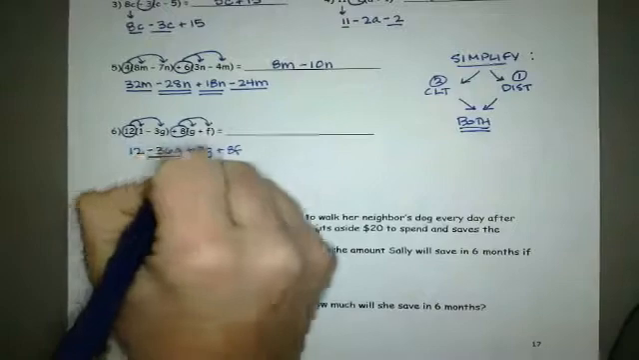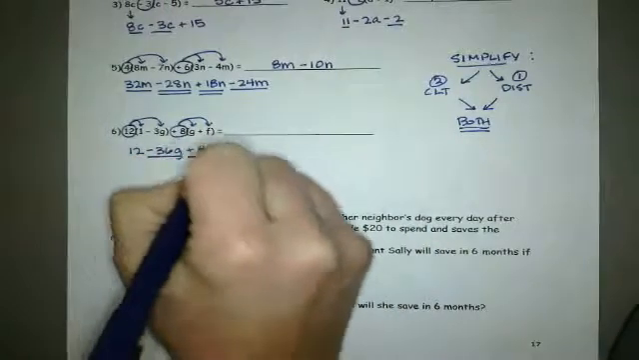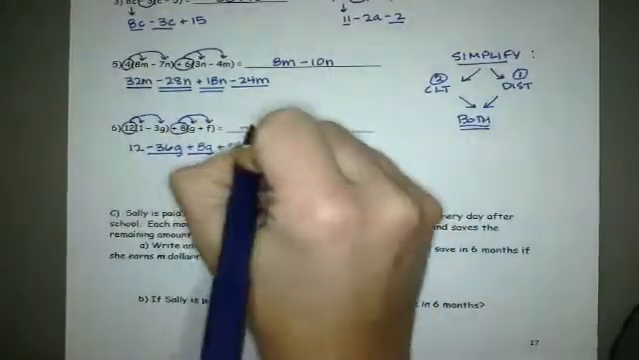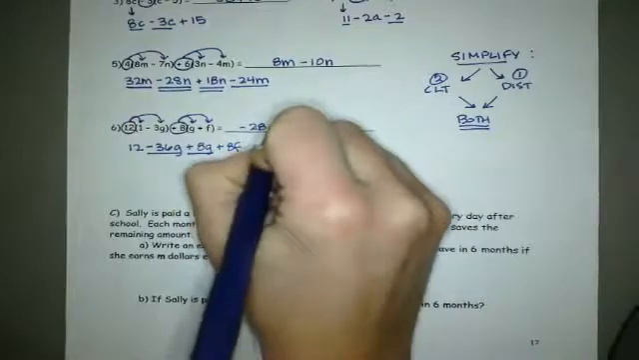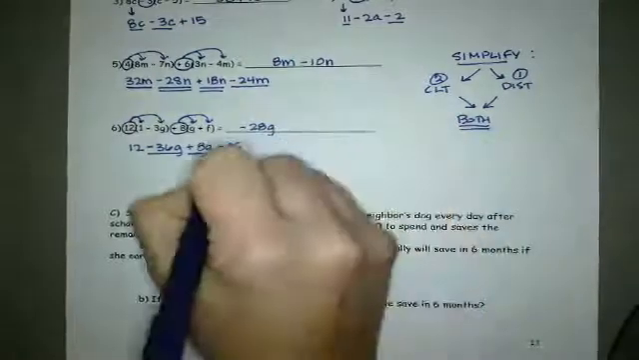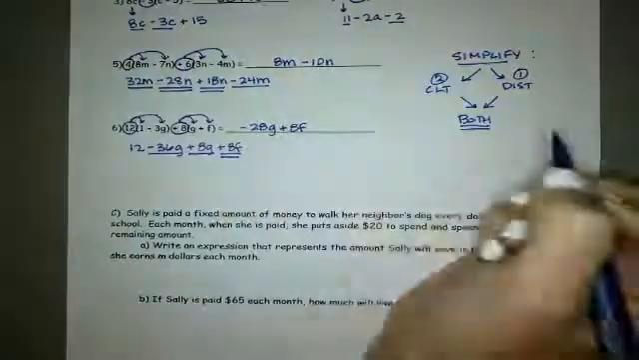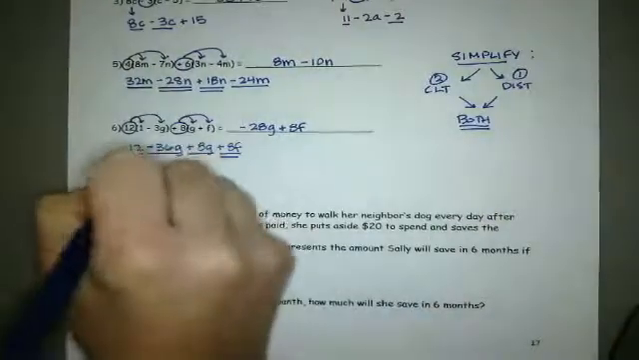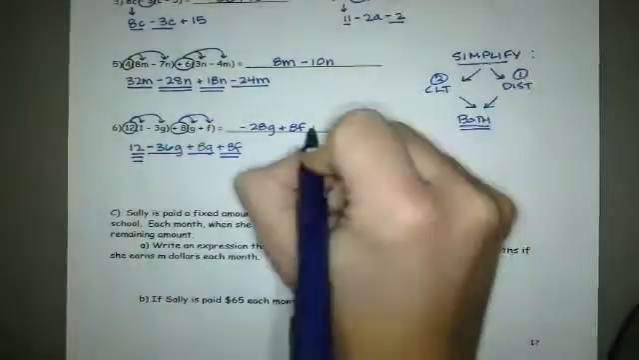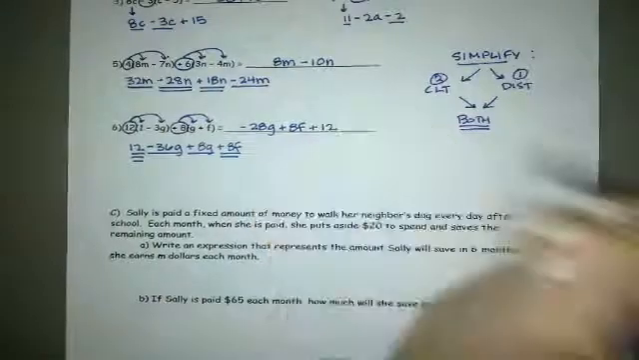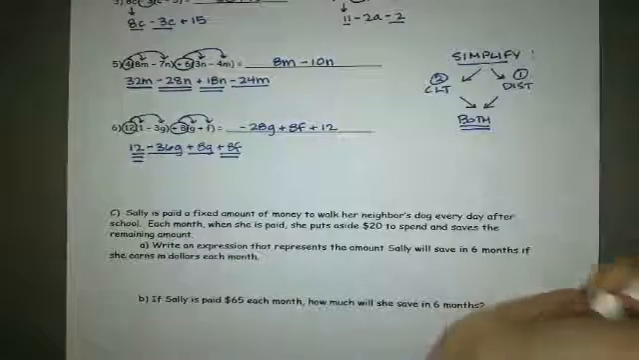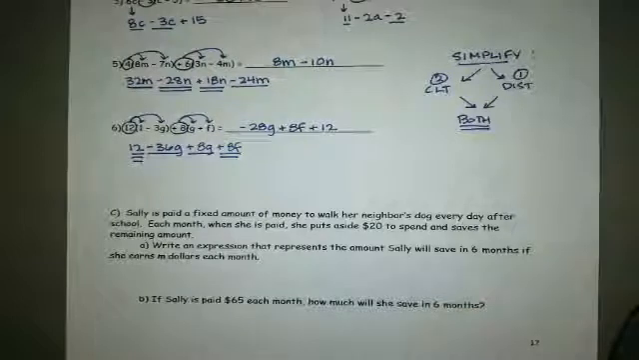Now our parentheses are gone. We can combine like terms. Negative 36g plus 8g is negative 28g. There is nothing to combine with the f, so we're going to bring the plus 8f up. And there's nothing to combine with the 12. And because there's no sign in front of it, we know it's a positive 12. And now we are done.